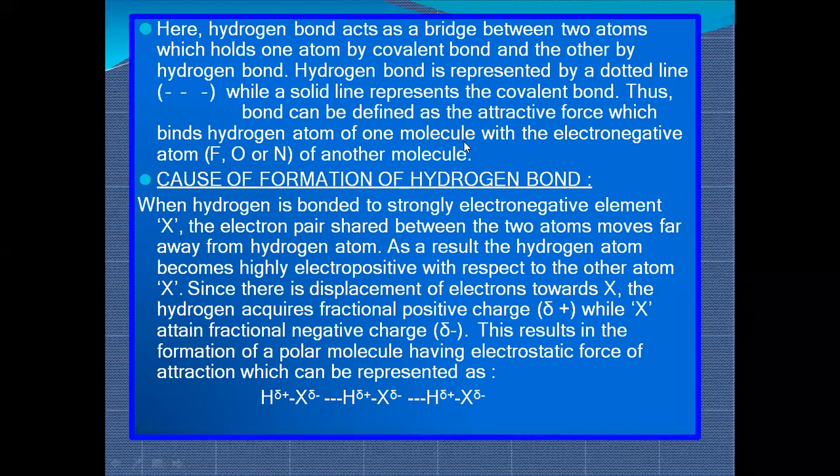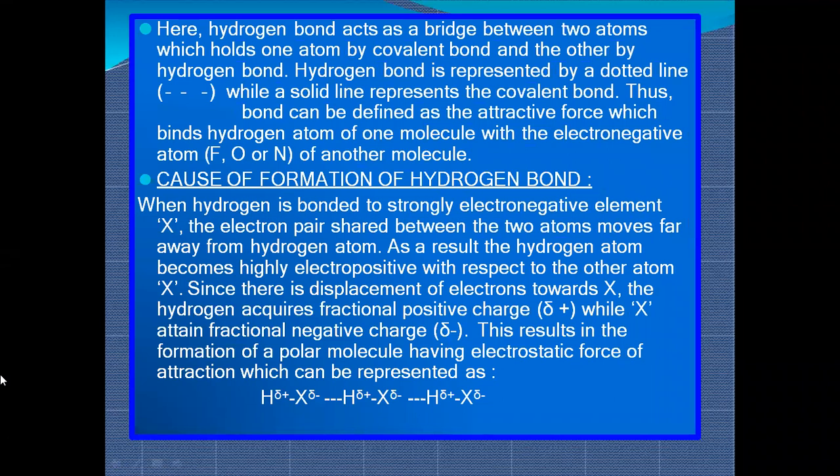So here, the hydrogen bond acts as a bridge between two atoms, holding one atom by a covalent bond and the other by the hydrogen bonding. Hydrogen bond is represented by a dotted line, dot dot dot, while a solid line represents the covalent bond. Thus, a hydrogen bond can be defined as an attractive force which binds hydrogen atoms of one molecule with electronegative elements, which can be fluorine, oxygen, or nitrogen, from another molecule.